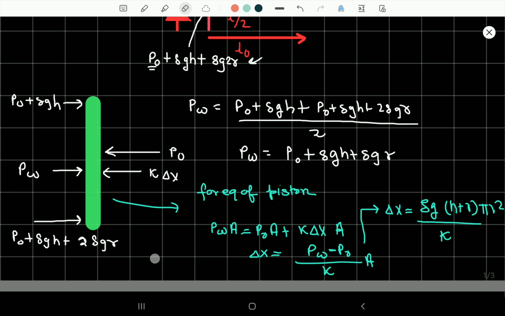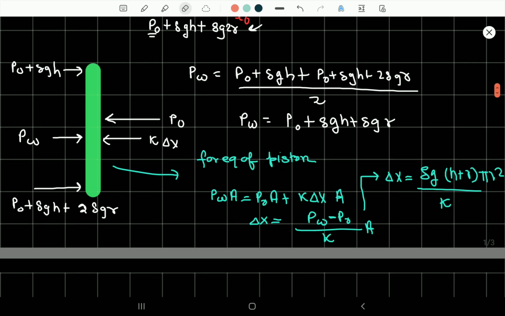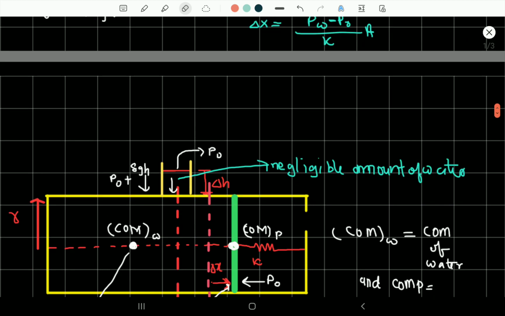Now here I have written the equilibrium of the piston. It could be written as P_w A equals P naught A, the force, plus k delta x, and the delta x value could be written as rho g (h plus r) into pi r square, which is the area, divided by k. So this is the value of delta x at equilibrium.